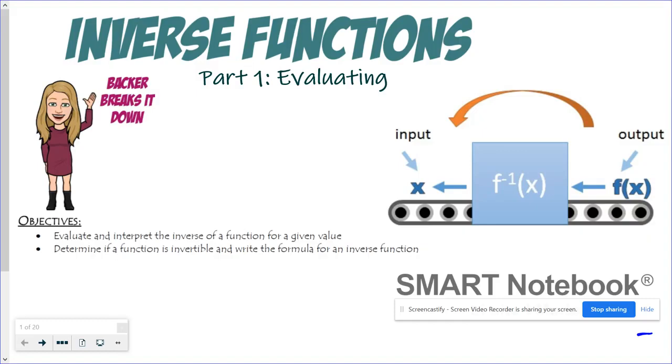In this episode, inverse functions, particularly evaluating inverse functions. So, what's an inverse function? Well, our little machine suggests it starts with the output and ends with the input, which is the opposite of what we know functions to do.